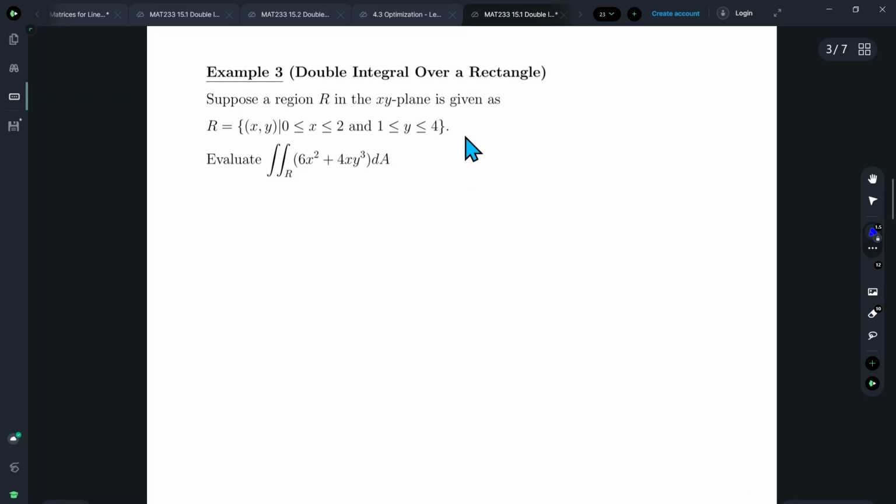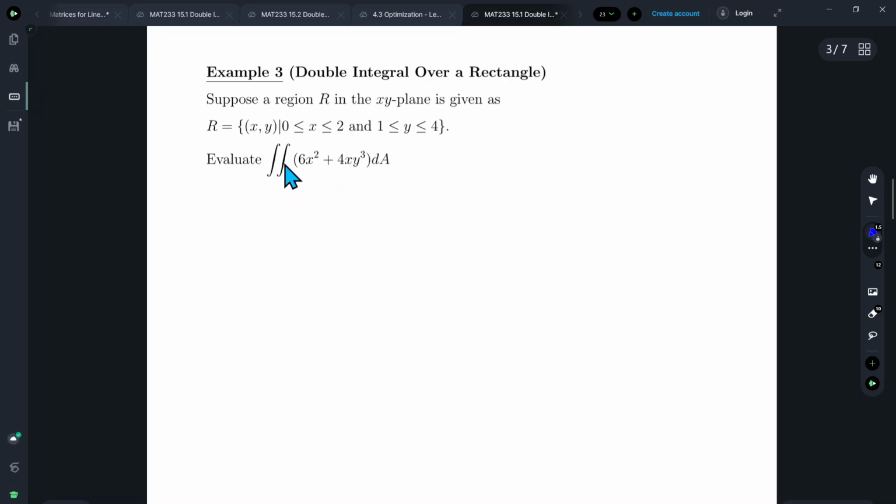Okay, so let's take a look at an example where we calculate a double integral over a rectangular region. The rectangular region we're given here is x goes between 0 and 2, and y goes between 1 and 4. Okay, so first let's set up our integral.